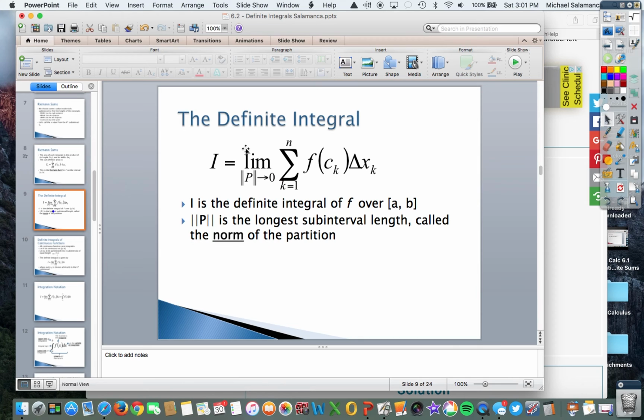So the definite integral, this is the first time we're really going to look at this, is denoted as I equals the limit, for the partition P as it approaches 0, of sigma, k equals 0 to n, of f of c sub k times delta x sub k. So I is the definite integral of f over the closed interval [a, b], and this P is the longest subinterval length, called the norm of the partition.